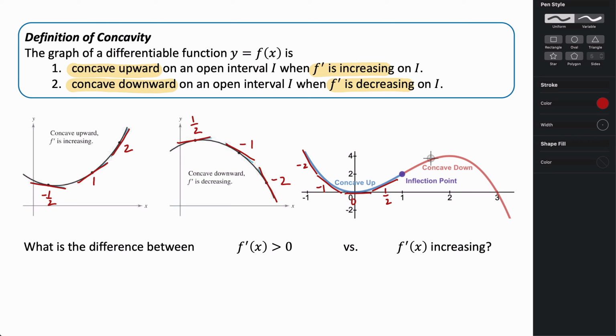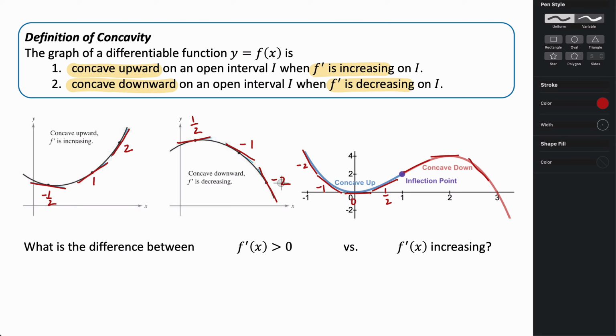But then we have this point where it changes, and now it's going to start decreasing in value. That point where it changes is called an inflection point. The inflection point is a place in your graph where your function changes concavity from concave up to concave down, or vice versa.